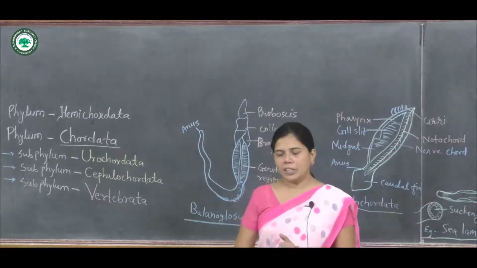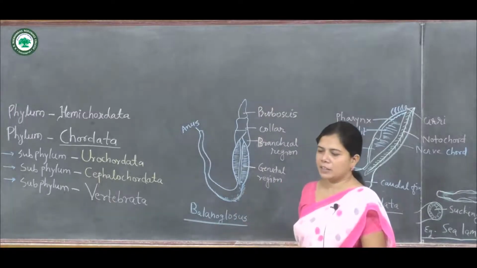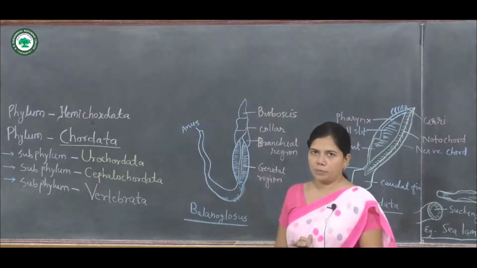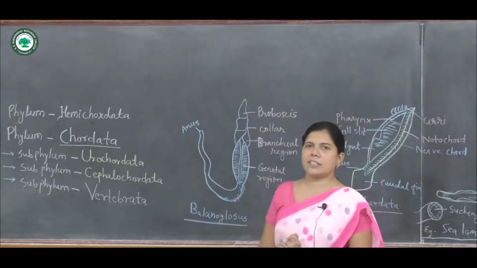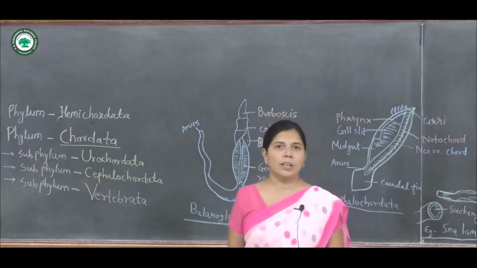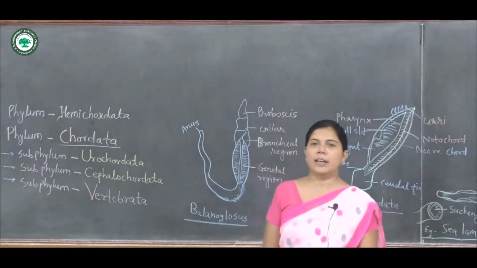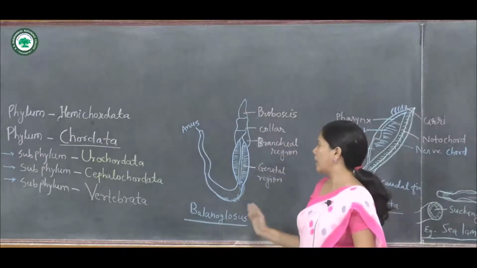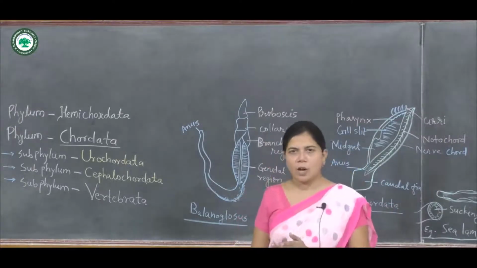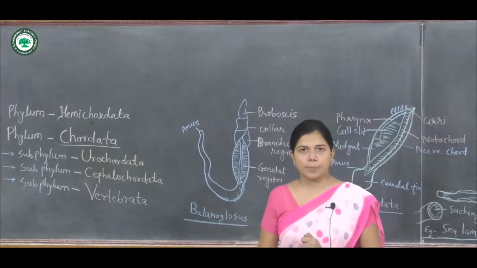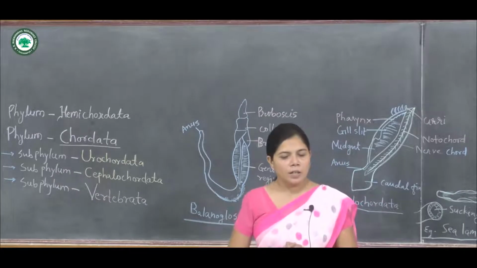The buccal cavity gives rise to the rod-like buccal diverticulum. This rod-like buccal diverticulum is considered as the notochord, and that's why it is placed in the subphylum of the chordates. Again, the alimentary canal is complete. The alimentary canal of the Hemichordata is complete, with a straight or U-shaped body.